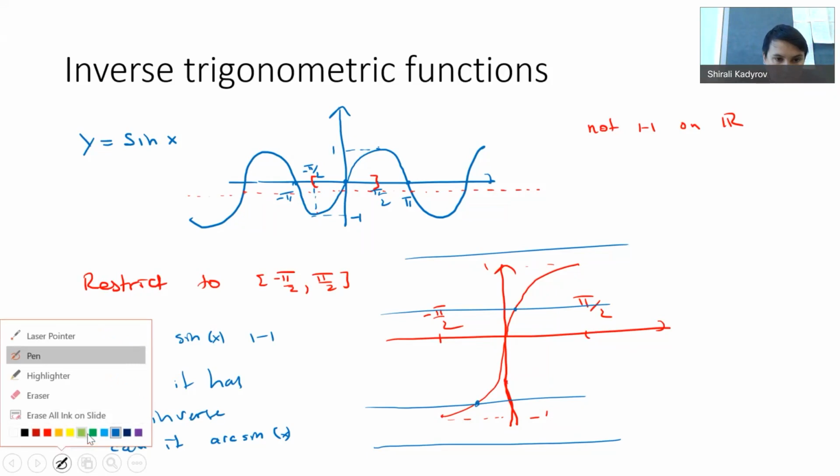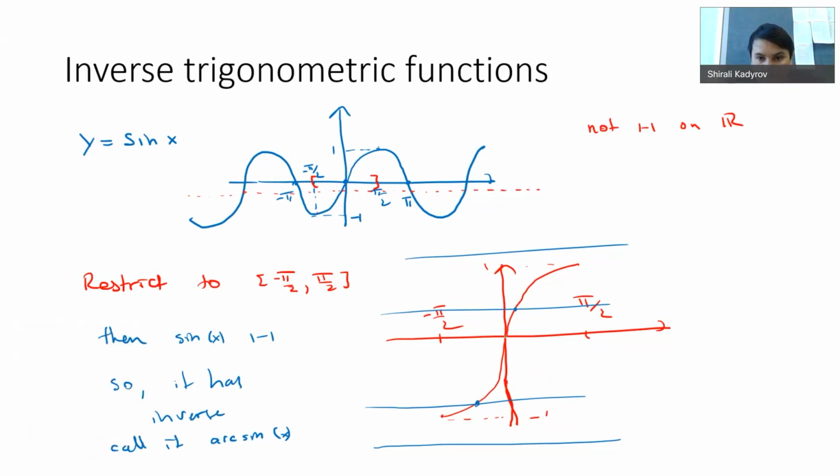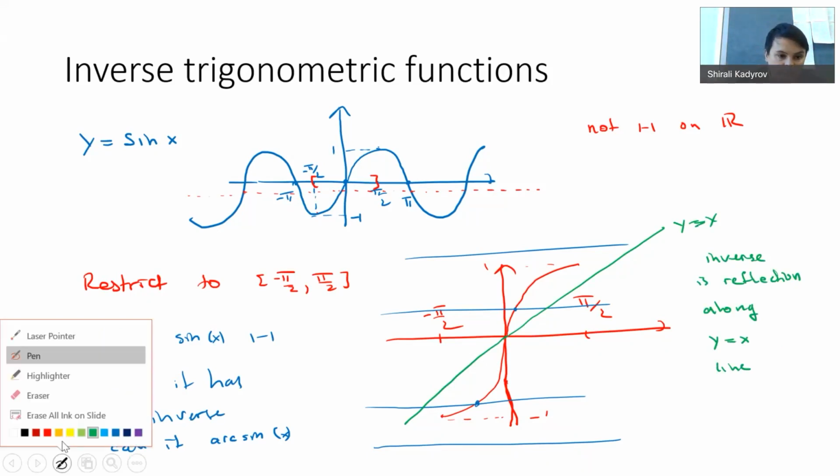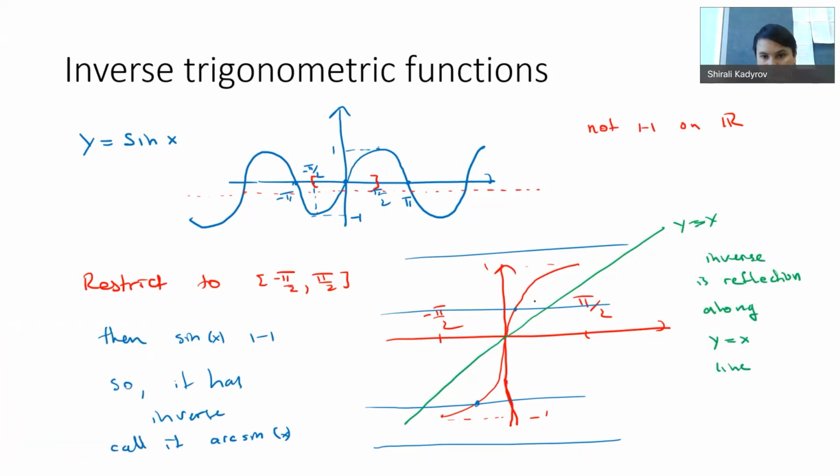So let me show you. Let's pick green. You take this, this is y equal to x. So you reflect it. So inverse means reflection along the y equal to x line. Think of this line as a mirror, and you reflect the graph along this line. So let me take black. If you reflect this arc, it becomes something like this, and here it becomes something like this. So that's the graph of arc sine of x. Remember, arc sine of x is the inverse of sine x.